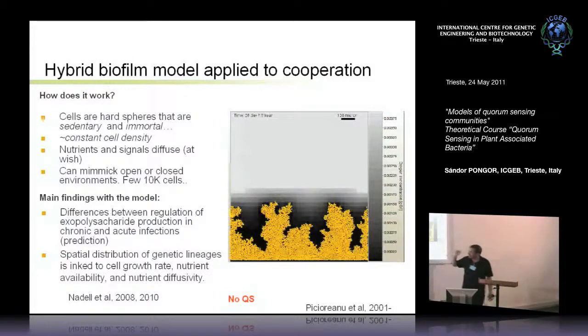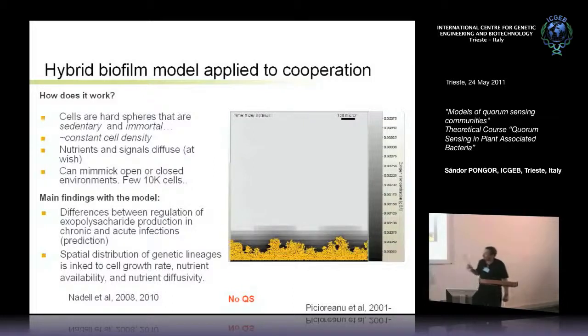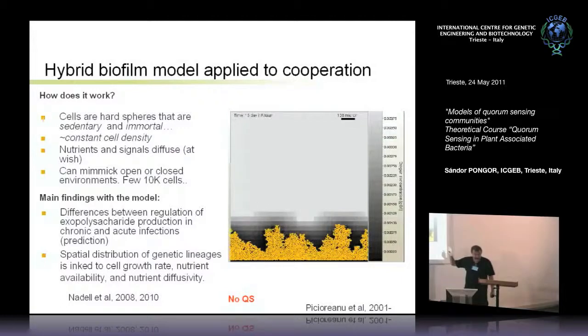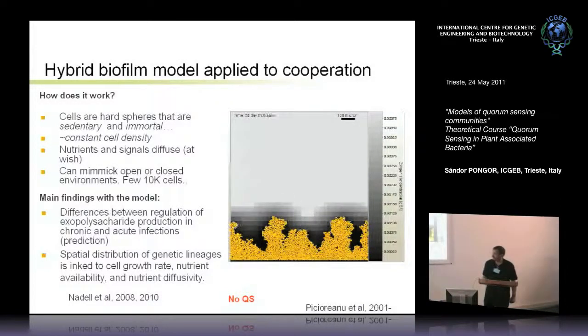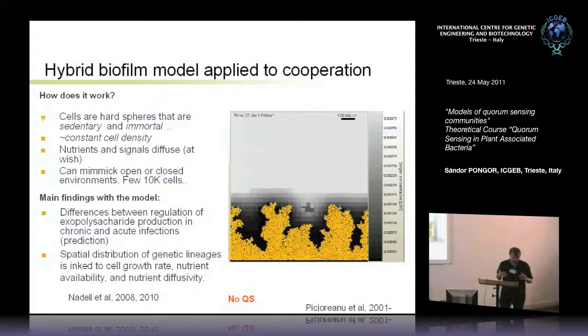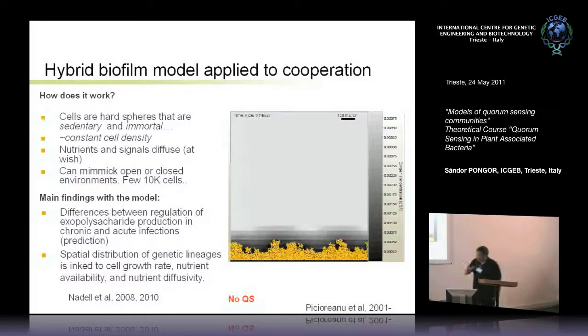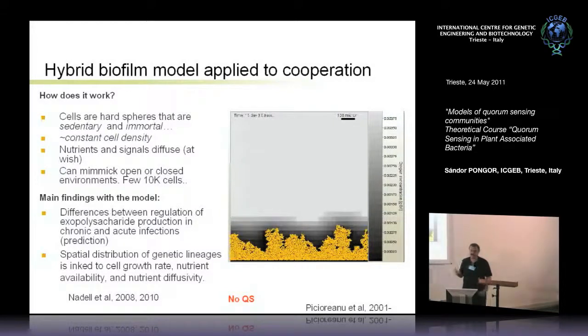So if we think about adapting this to quorum sensing, then we should think about what we do about cell density. The good idea about this is that this can mimic open and closed environments, same as fermenters can. Now this was adapted not to quorum sensing, but to a cooperation situation, basically EPS production. And it was shown that you can have either segregating or mixing populations of EPS producers and non-producers.